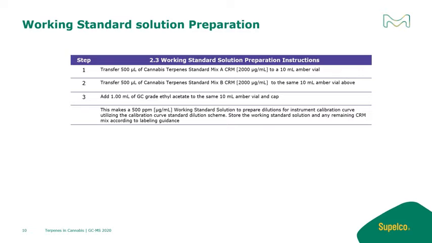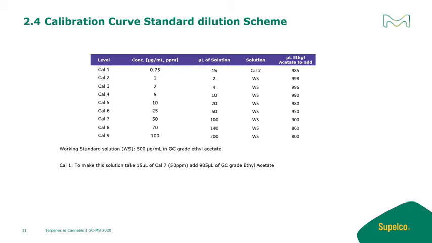Our working standard solutions were prepared from Cannabis Terpene Standard Mix A and B certified reference materials available from MilliporeSigma Supelco, and these were at 2,000 micrograms per mL. We made dilutions in ethyl acetate GC grade, and we ensured that these were placed in amber vials. From the working standard solution, we generated calibration standards ranging from 0.75 to 100 micrograms per mL, or 0.75 ppm to 100 ppm.